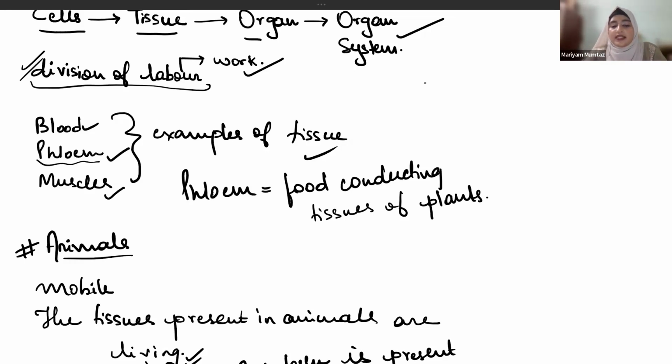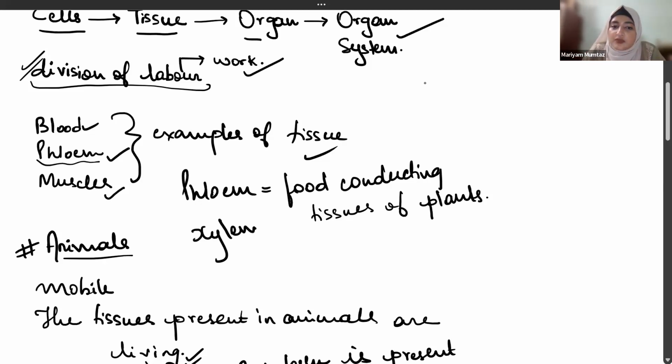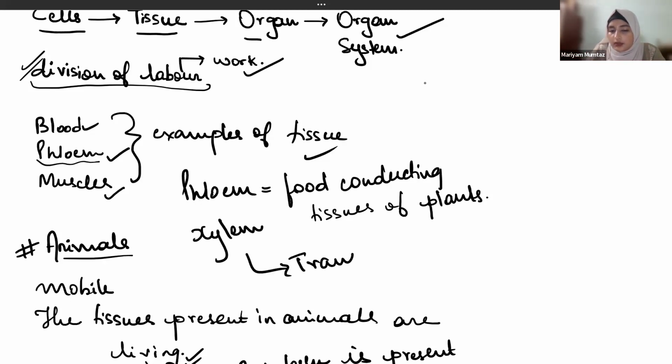See, phloem and xylem are the two conducting tissues of the plants. Conducting tissues means those are the tissues that are responsible for the transportation of water and food in the plant. So xylem is there for the transport of water. Okay, so xylem transports water, and the phloem transports the food. Is it clear? So the xylem and phloem are the conducting tissues of the plants.